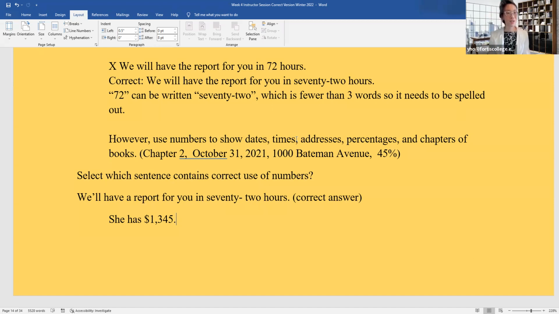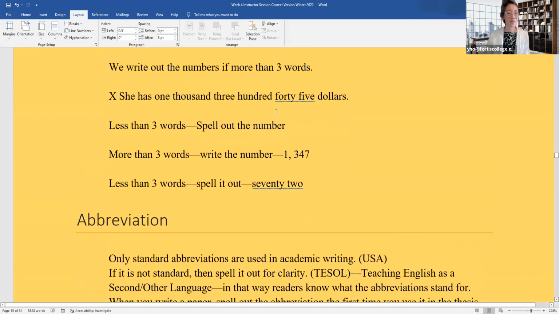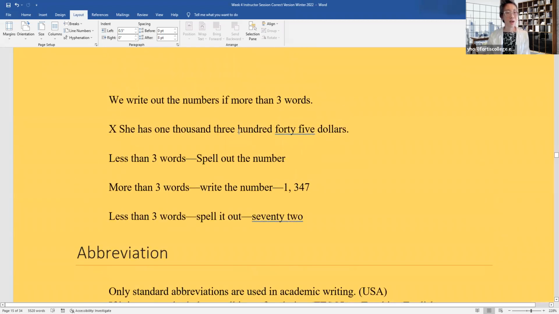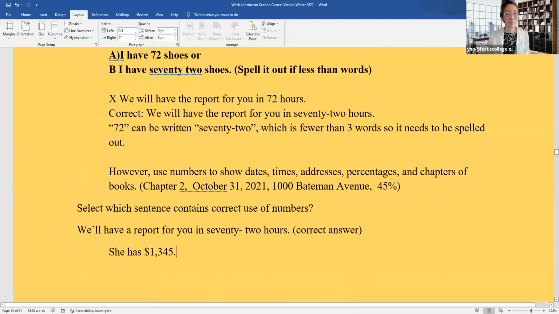But now they changed it to if it's fewer than 3 words, then you need to spell it out. So that's basically what it is on this quiz. So here you have, she has 1,345, and I can't find the quiz example. But it might have been this.